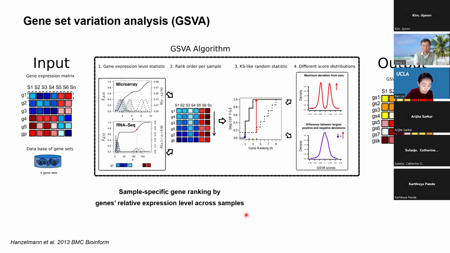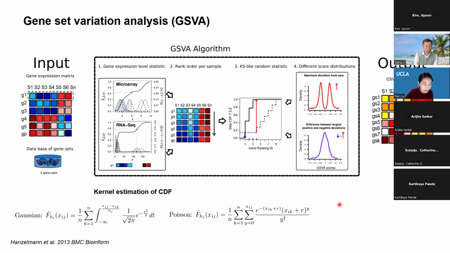Well, the idea is that within each sample, like each column, we will need to rank the genes in terms of their relative expression level across all samples, like across the rows. So the ranking is going to be within each column, but each gene's relative expression level, the value we do the rank on, is going to be estimated within each row. That's the main difference between GSVA and GSEA.